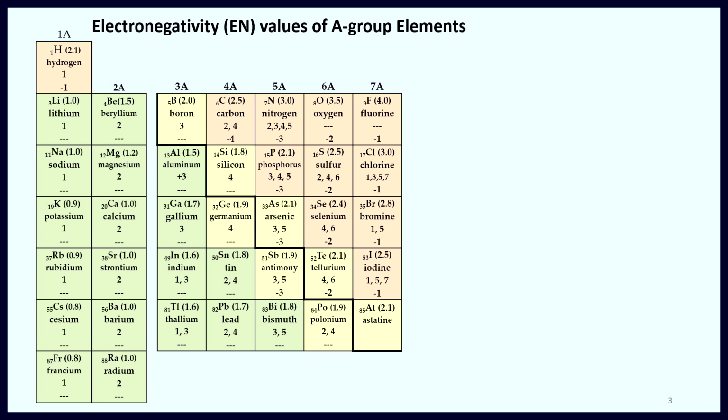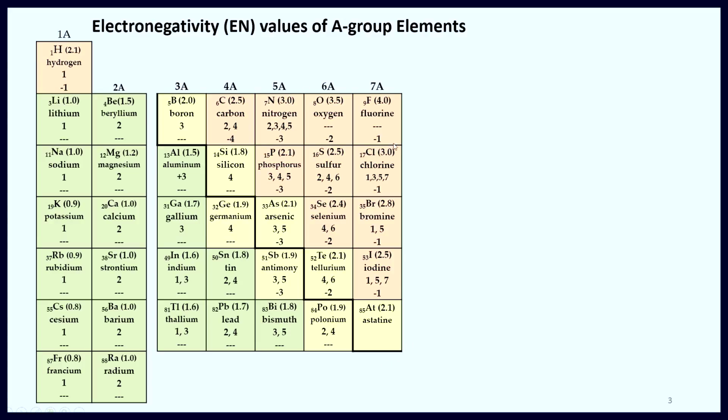So here I have the electronegativity values of the A group elements. These electronegativity values are the numbers written in parentheses immediately following the atomic symbols. And before we begin, let's do a quick review of this periodic table. Elements which are metallic are colored green on this table, and they are to the left of what is called the staircase, this dark line that looks like a staircase, except hydrogen, which is a nonmetal.